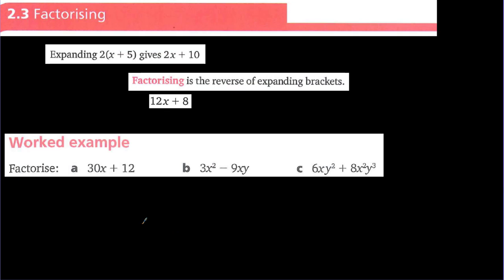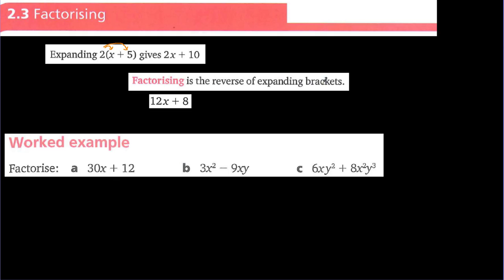Hi dear students, we are going to continue with the third video, factorizing the expressions. Here you learned before expansion, and the expansion of 2(x + 5) gives us 2x + 10. And how you were doing this one, you were multiplying one by one terms. 2 times x is equal to 2x, 2 times 5 is equal to 10, so it's going to be 2x + 10.